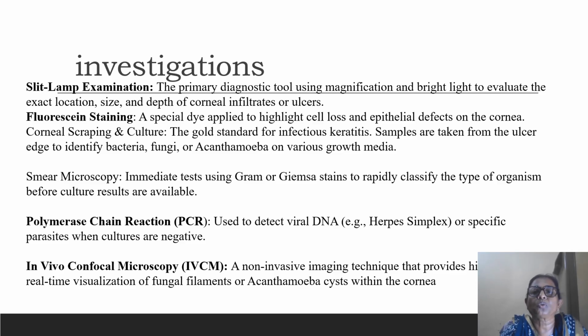Slit lamp examination is a diagnostic tool using magnification and bright light to evaluate the exact location, size, and depth of the corneal infiltrates or ulcers. Then fluorescein staining is used for infectious keratitis. Smear microscopy and polymerase chain reaction are used to detect the direct DNA of herpes simplex or specific parasites when cultures are negative. Then in vivo confocal microscopy is a non-invasive imaging technique that provides visualization of fungal filaments or Acanthamoeba cysts within the cornea.